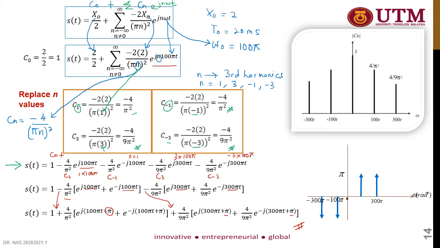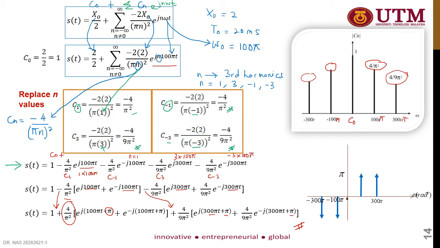Okay, so finally you can plot the spectrum, both the magnitude and the phase spectrum. You can look at the first one. You have your C0 here. Okay, so the magnitude is 1, and then the first frequency is 100 pi. Okay, so at 100 pi, the magnitude is now 4 over pi squared. So the same goes for the negative frequency. So next one at 300 pi, the magnitude is 4 over 9 pi squared. The same goes for the negative frequency.